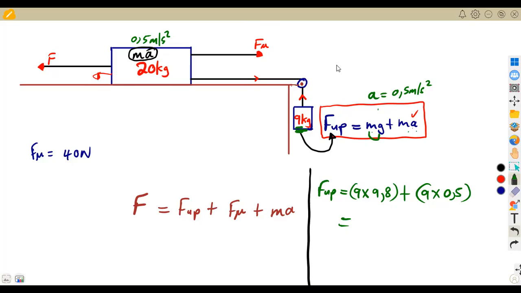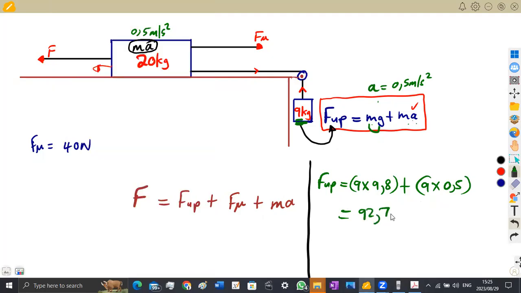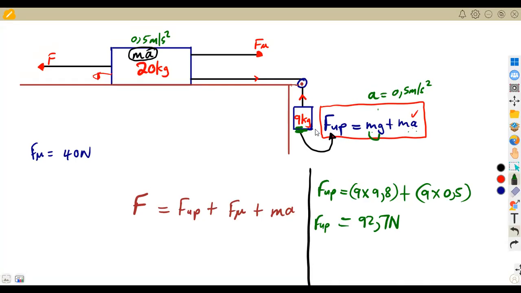All right, so let us check on our calculator what is going to be our F up. 9 times 9.8 plus 9 times 0.5. So this is going to be 92.7 Newton. So this is our F up, the one that is going up due to the accelerating force at this object of 9 kg.